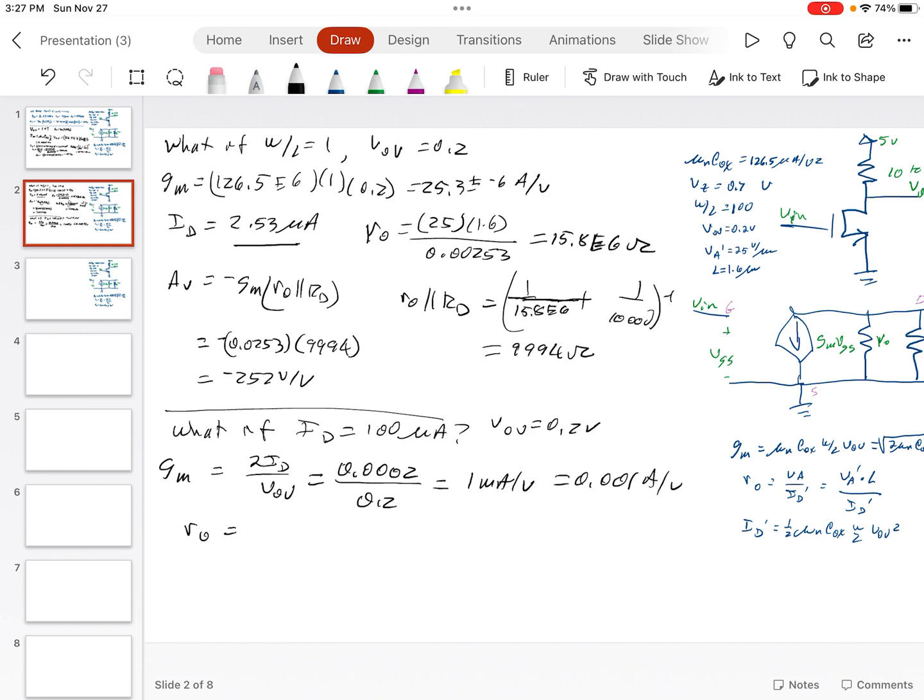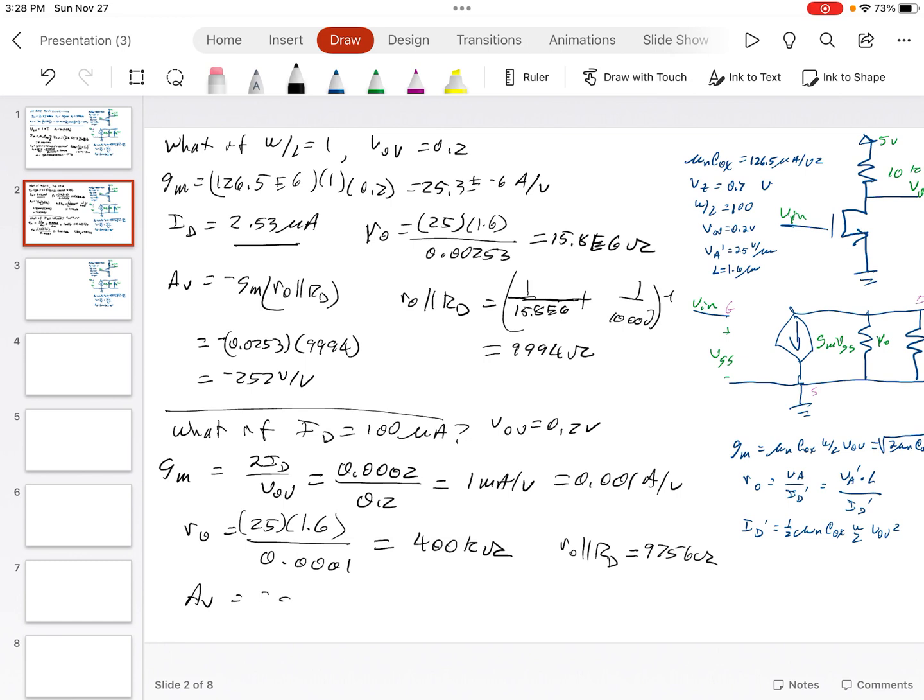And what happens to R naught? Well, R naught would be 25. We're still using the same, I haven't changed L, so 1.6 still, but now we've got a different current, 0.0001, 100 microamps. So now we've got 400 k ohms. And R naught parallel with RD is 9756. I mean, it's not quite as big, but it's still very close to 10K.